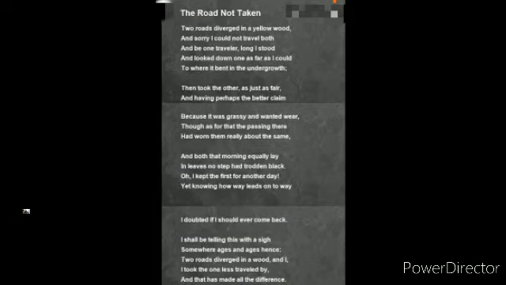Now, come to the next lines. "I shall be telling this with a sigh." Sigh means deep breath. I shall be telling this with a sigh. "Somewhere ages and ages hence, two roads diverged in a wood, and I, I took the one less traveled by."